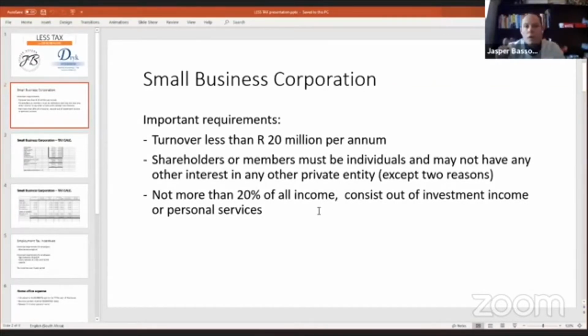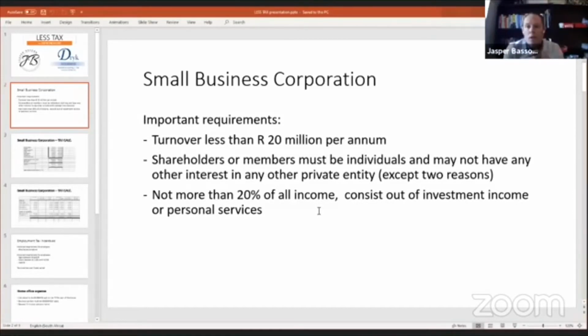So your turnover needs to be less than 20 million rand per annum. That's very important. And then none of the shareholders or members, in the case of a CC, may hold any other shares in any other company or CC, obviously an active company. And they must all be individuals. So you can't have a trust that holds the shares in your company.